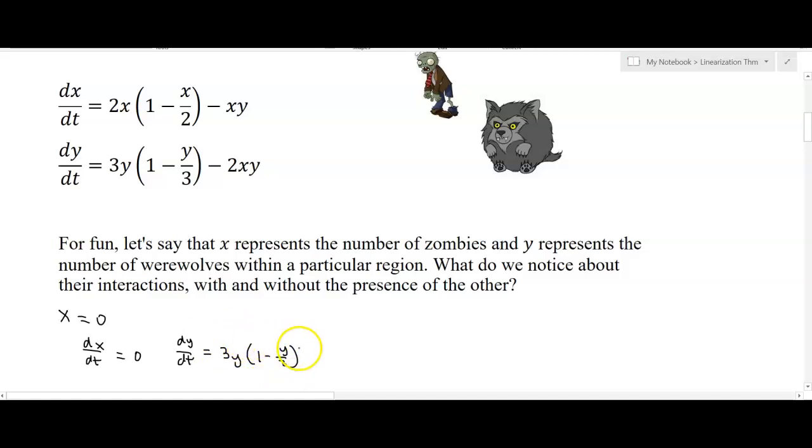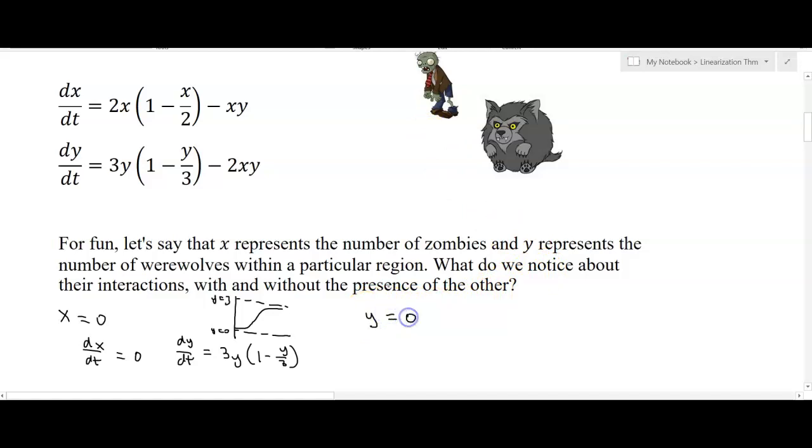Now this equation here is one that has an equilibrium point at y equals 0 and at y equals 3. And so if we were to look at this over time, we would see this logistic curve, and the population would approach the carrying capacity. So that would be without the presence of werewolves. Of course, we wouldn't expect them to grow indefinitely, because they also need to have a food source, and they don't want to dupe themselves.